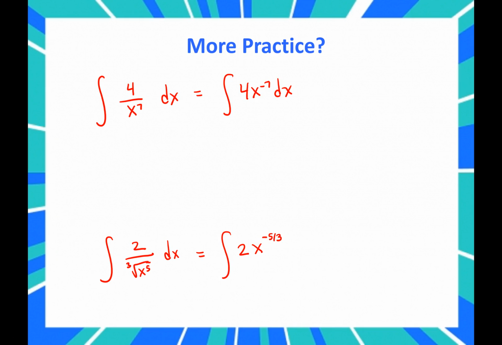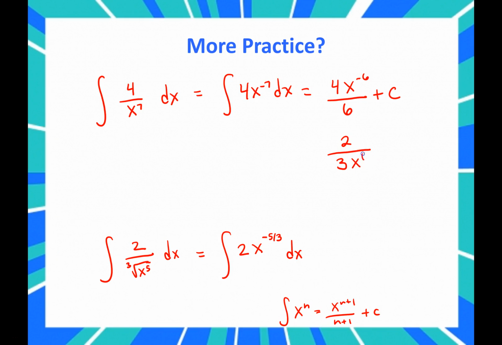Okay. So now we can apply our rule that the integral of x to the n is equal to x to the n plus 1 over n plus 1 plus c, or plus k. So here I go. I'm going to keep my constant out in front of 4. I'm going to add 1 to -7, which gives me a -6. Now I'm going to divide by 6. Now I know that I can reduce this. Dividing by 2 on both sides, I get a 2/3. But I can also bring that x to the -6 down in the denominator to make it a positive exponent. Then I have plus c.